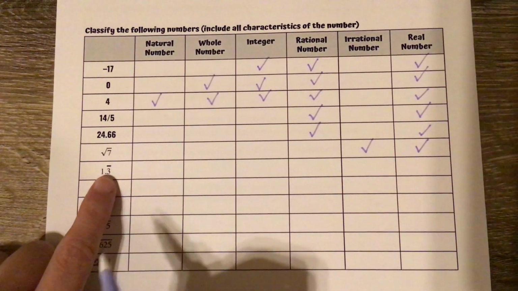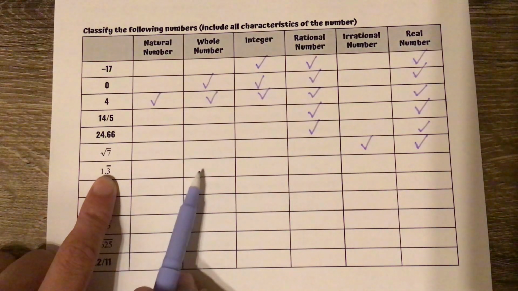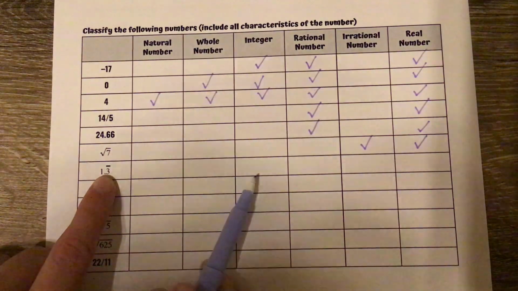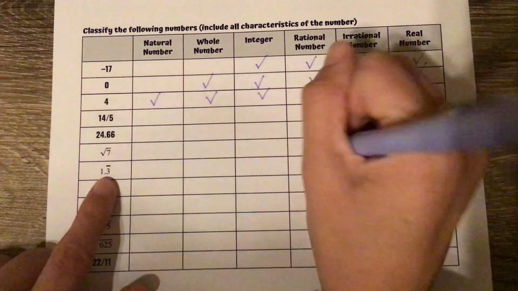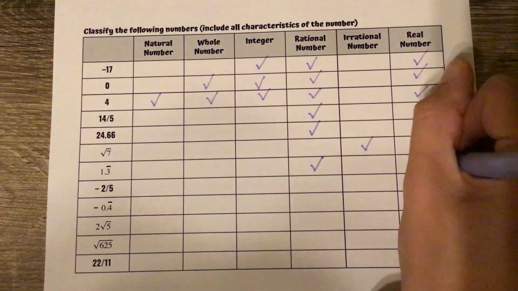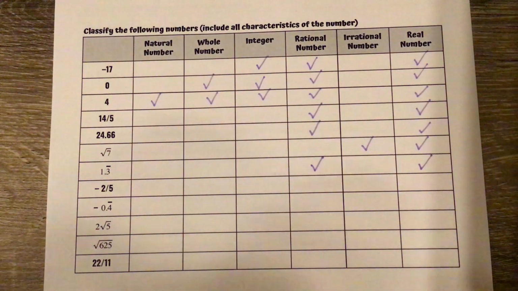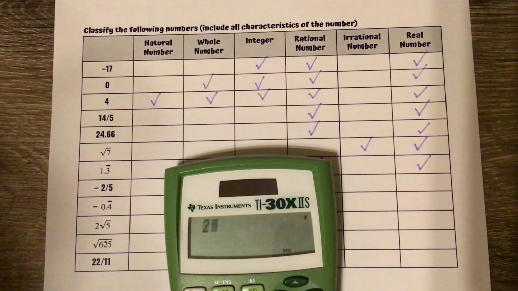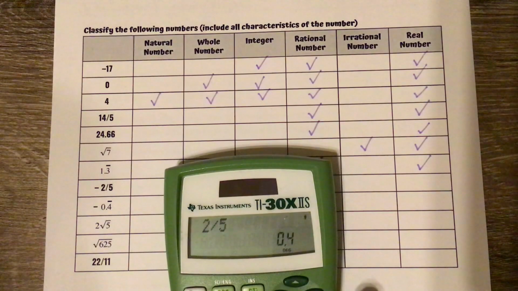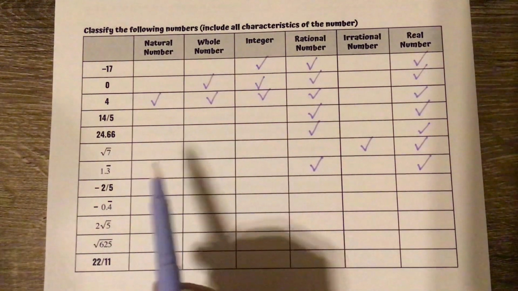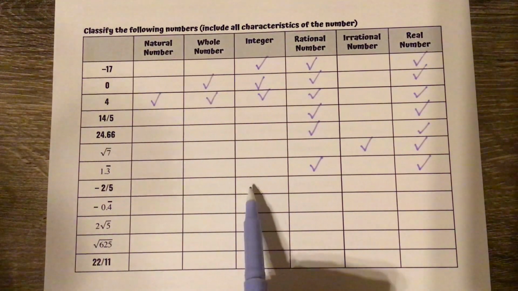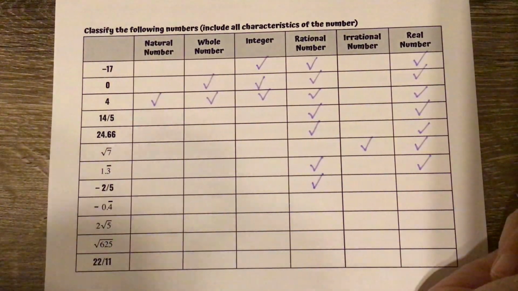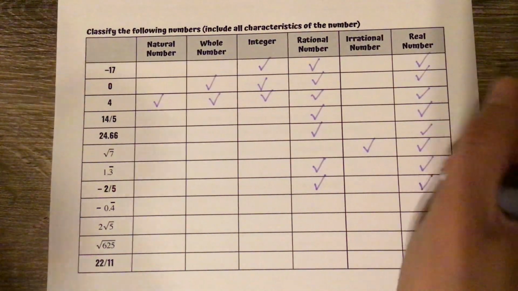All right, 1.3 with a bar over the 3. As soon as it's a decimal, it's not natural, it's not whole, it's not an integer. The bar over the 3 says the 3 is repeating. Repeating decimals are rational. If it's rational, it's also real. -2/5. So that fraction's a little bit easier to see, but if you calculate it out, it still is a decimal. As soon as it's a decimal, it's not natural, it's not whole, it's not an integer. Since it can be put as a fraction, since it's a decimal that ends, it is rational. If it's rational, it's also real.